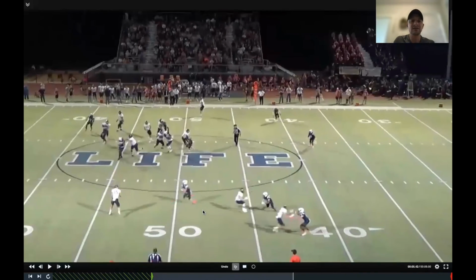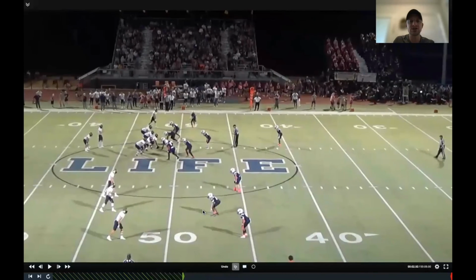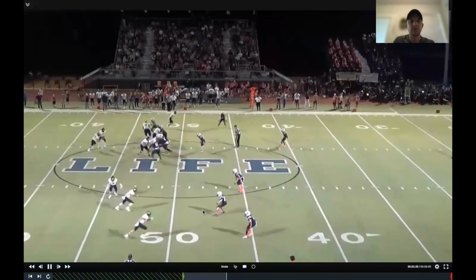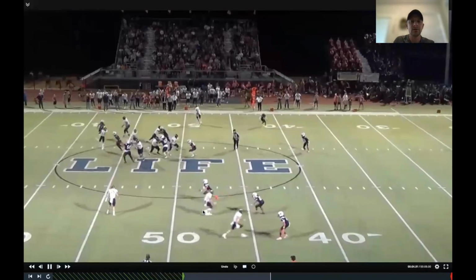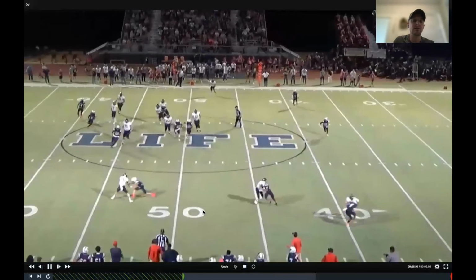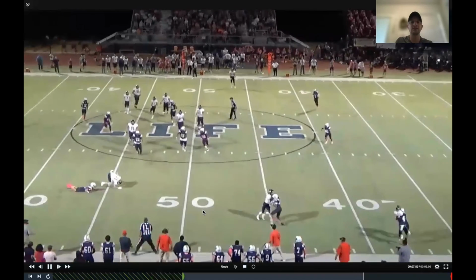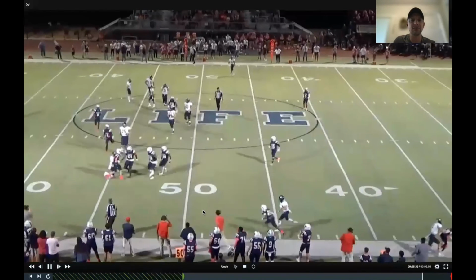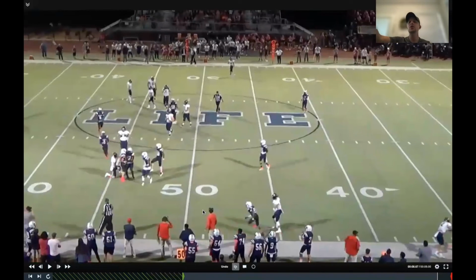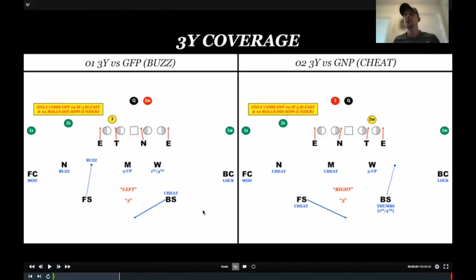So you can see that we have another 5-man pressure. Mike's on the back. Okay, and then he sees it and he works. So great job by the safety getting the kid down for a tackle for a loss. But that's again how you can go from bracket to cover 1, which would be kind of the easiest way of doing it. Got this from the Fangio system. It's really just kind of a base rule that you can use.